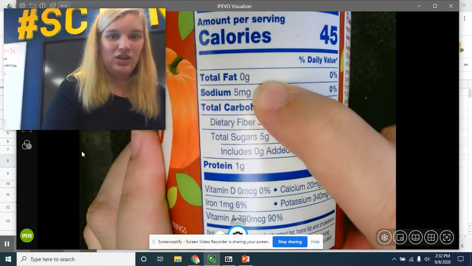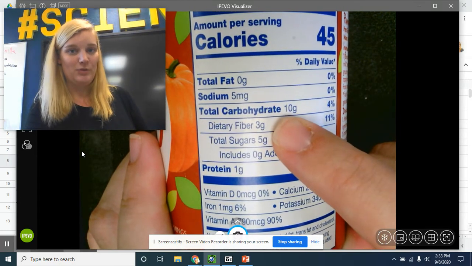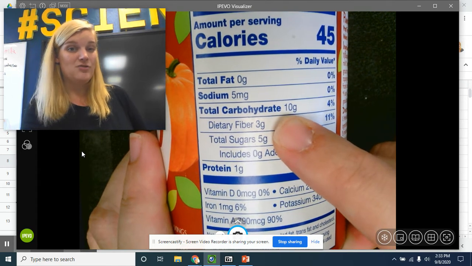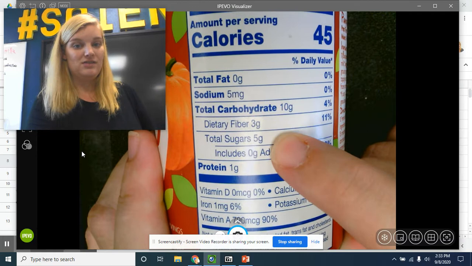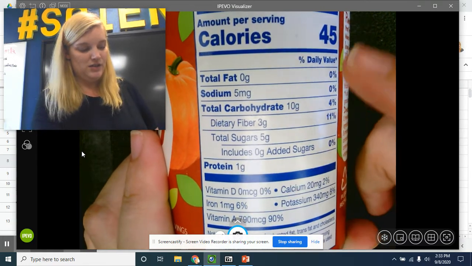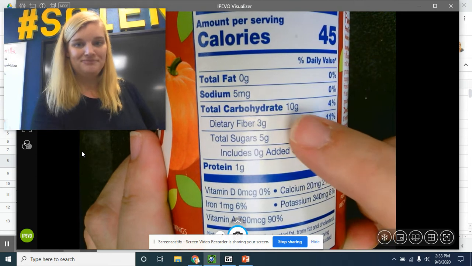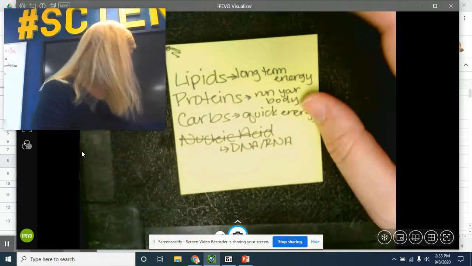So we don't have any long-term storage for fat, but we do have carbs accessible to us. Because remember, fruits and vegetables have natural carbohydrates in them. They have natural sugars in them, which allow us to get that quick access energy, and then we have a little bit of protein. So when you have a pumpkin spice latte, you're getting a little bit of extra quick energy there for you.